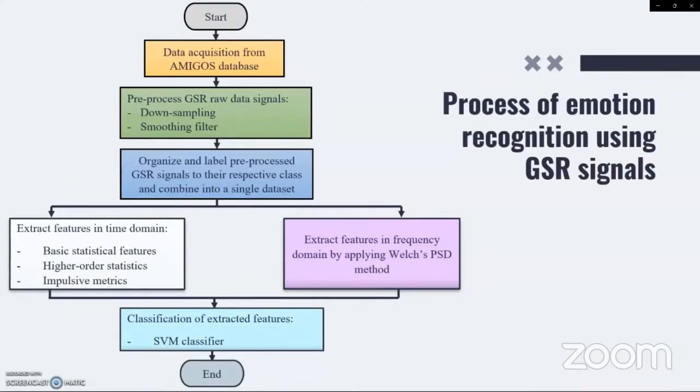So we first started off with the data acquisition from the AMIGOS database. Then we proceed with the first main step, which is pre-processing the raw GSR signals, which involves downsampling and a smoothing filter. Then we proceed with organizing and labeling the pre-processed GSR signals to the respective class and combining them into a single dataset. Then we proceed with the second main step, which is feature extraction, where we extracted features in the time domain and frequency domain. And last but not least, we proceed with the classification of the extracted features using the SVM classifier.